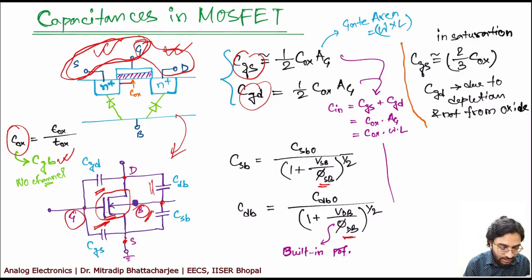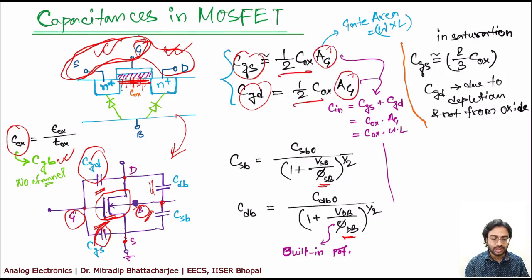Actually, the capacitance that is appearing here will not be the same at each point. There are infinite number of capacitances because your channel is not necessarily homogeneous or uniform throughout. But for the sake of modeling, what we say is, when it is in linear mode, give half of the Cox to the source side, half to the drain side. So your CGS and CGD is half Cox Ag and half Cox Ag. So equally distributed. Ag is the area of the gate, which is W into L.